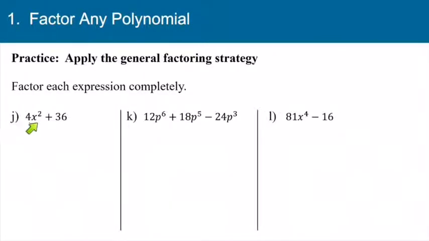Now let's look at part J. Here we have 4x squared plus 36. So remember, we need to make it a habit to always look for a GCF first.